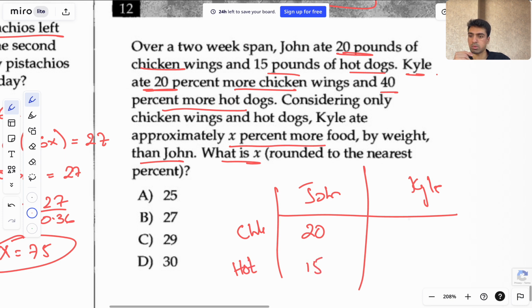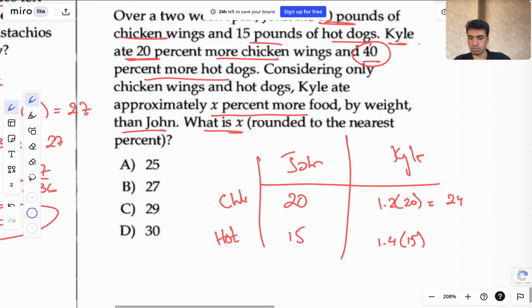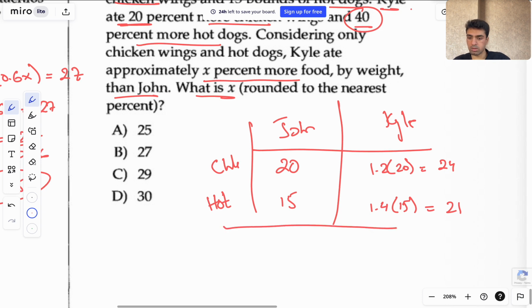It says Kyle ate 20% more chicken wings. So 20% more of 20. So to write that, it's 1.2, which is 20% more of 20. So that's going to be 24. So that means Kyle ate 24 pounds of chicken wings. And it says 40% more in hot dogs. So 40% more means 1.4 times 15. 1.4 times 15 is 21. So Kyle ate 21 pounds of hot dogs. So in total, John ate 35 pounds and Kyle ate 45 pounds.